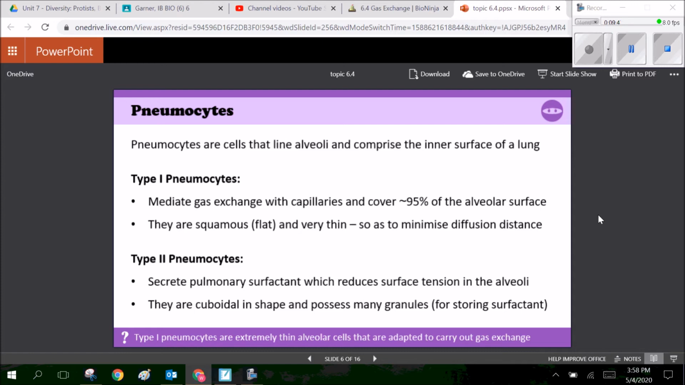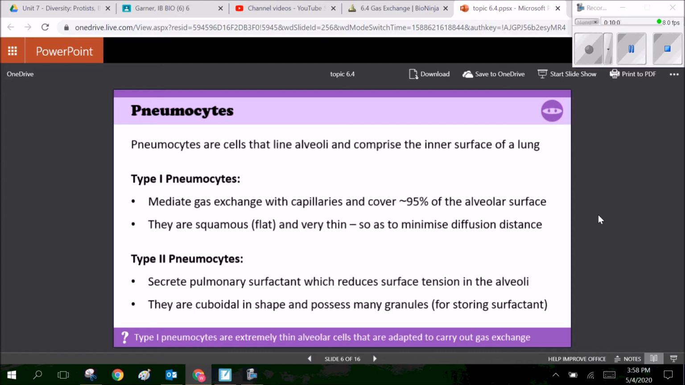And if they weren't very thin, the gas would have a really hard time diffusing, and we really want it to be easy to diffuse. So these are going to be very thin. It's also going to mean that they're very easy to damage and break. We'll talk about that a little bit later. Or as you remember from the episode of Rick and Morty, they get shot, they pop really easily. So pneumocytes, we need to make sure that gas can go through.